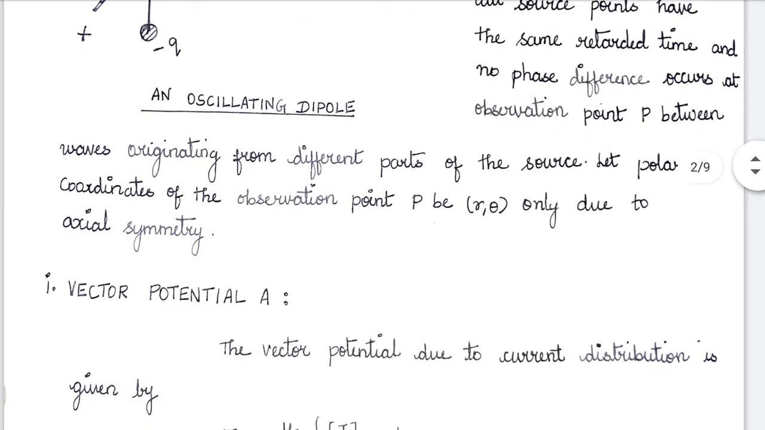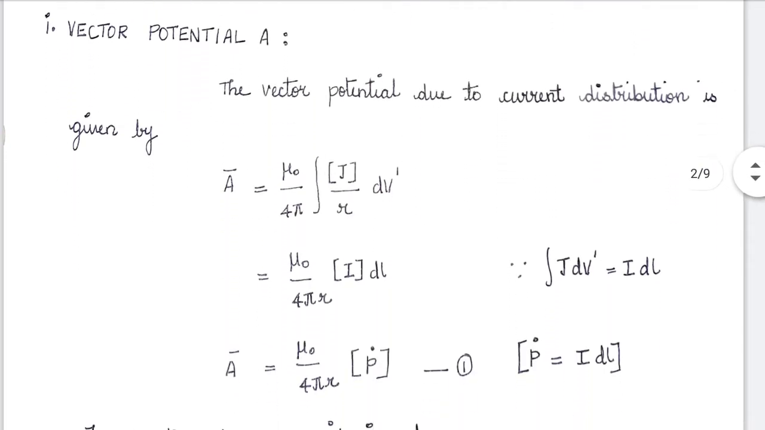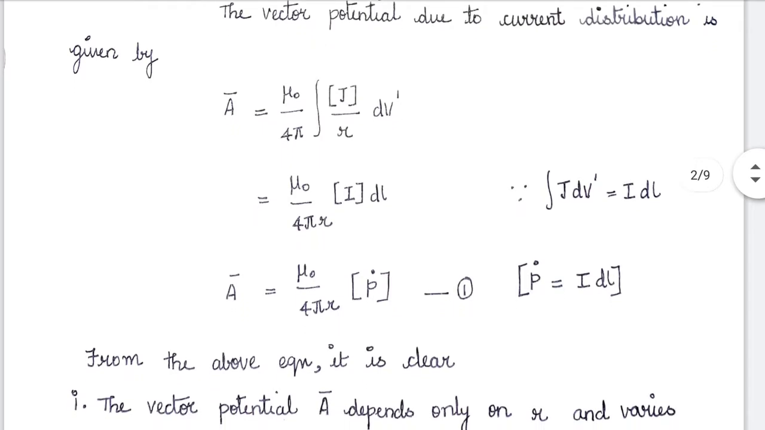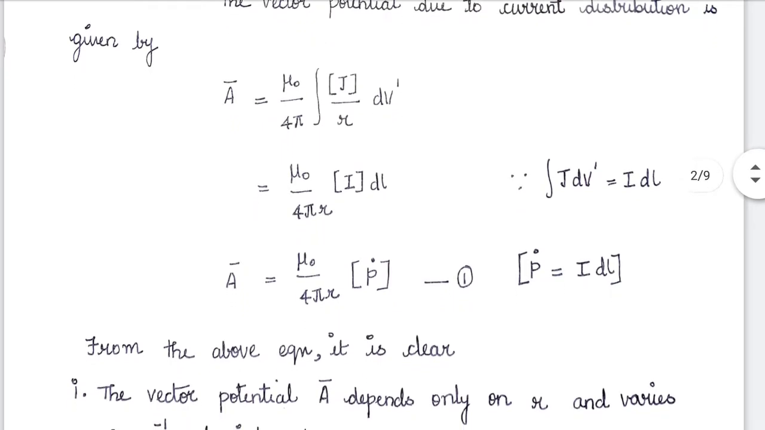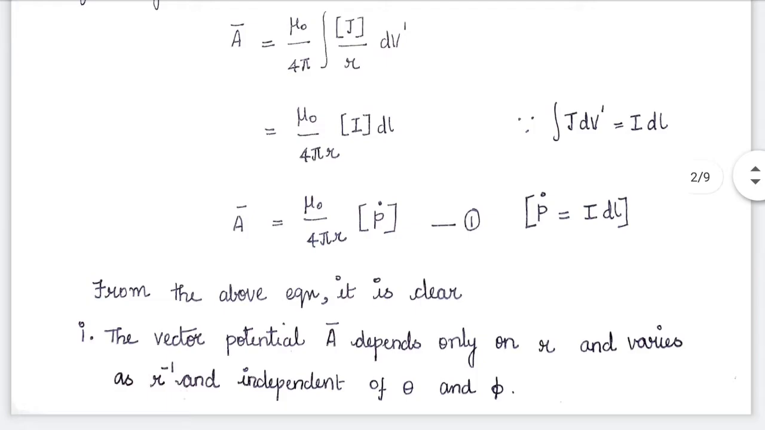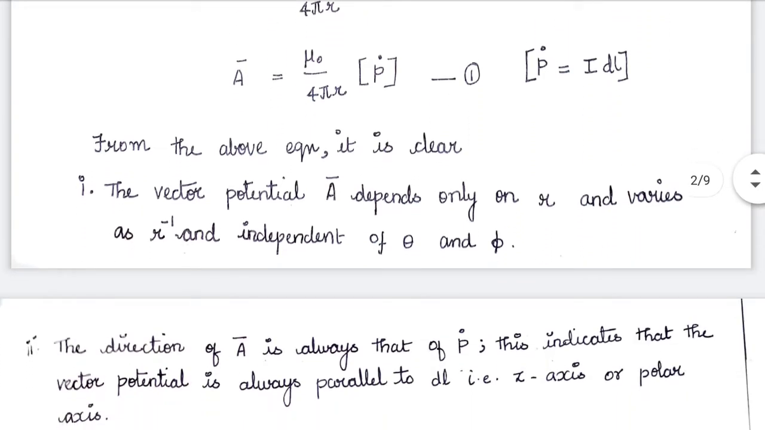Let us first compute the vector potential A due to this current distribution. In general, the vector potential due to a current distribution is given by A bar equal to mu naught by 4 pi into the integral of J by R dv prime. Here the square brackets represent that the retarded time is considered. We know the integral of J dv prime is the current element I dl. So A can be written as mu naught by 4 pi r into p dot.